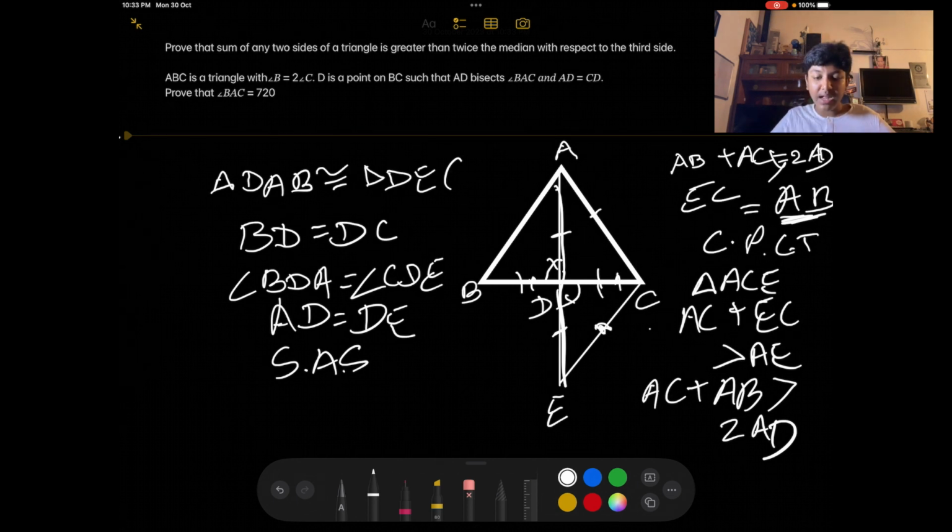How did we show that? We basically did a construction. We drew a triangle, right? Then we proved that triangle DAB is congruent to triangle DEC. When we proved that, we got AB equals EC. Then we used the property of triangles that the sum of two sides is always greater than the third side. When that happened, basically we were able to prove that AC plus AB is greater than 2AD.